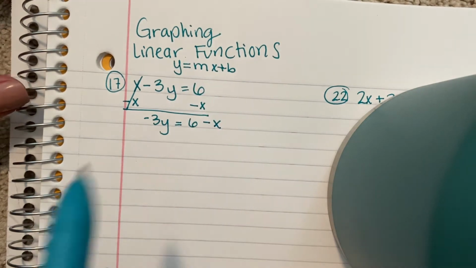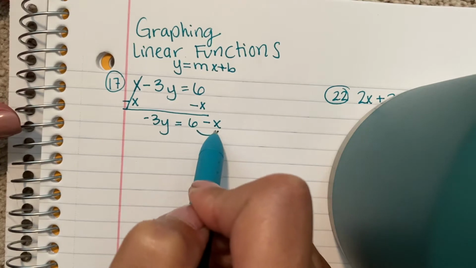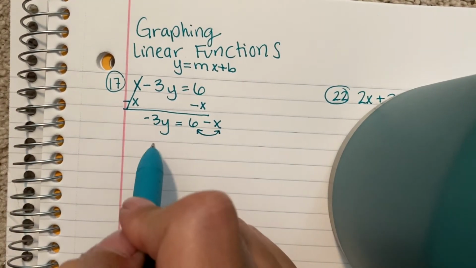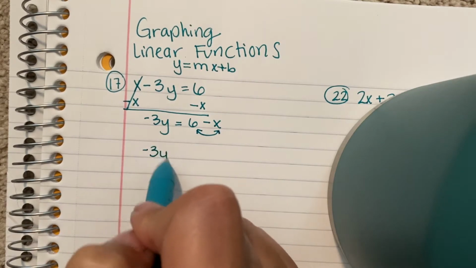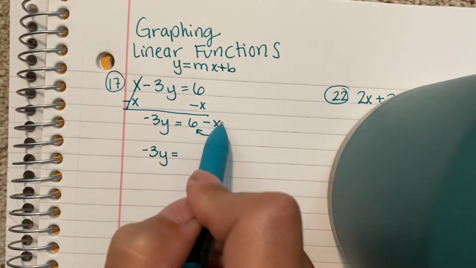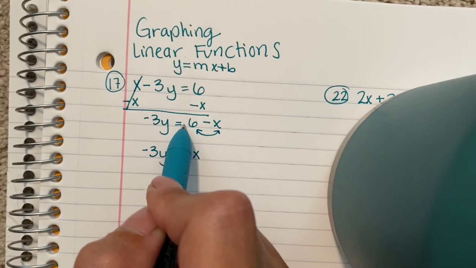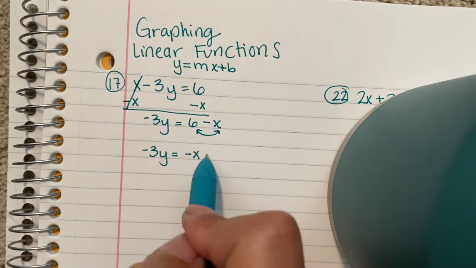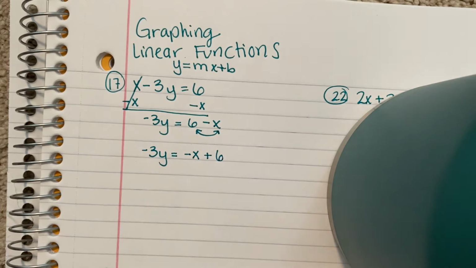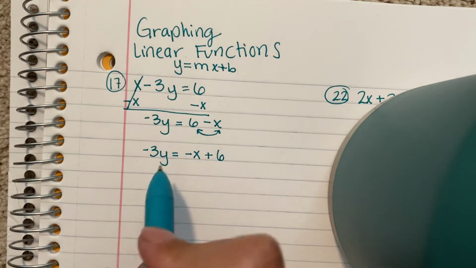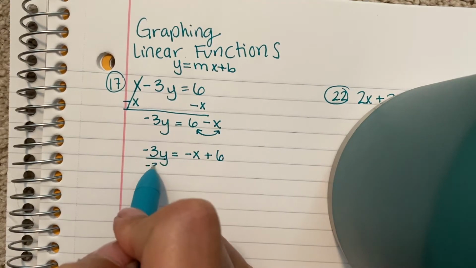So I'm going to switch the constant and the coefficient, or my x value, so that it's in order. So negative 3y equals, the x is what's negative, so negative x. The 6 is positive. There's no negative sign in front of it, so plus 6. Now I have to isolate the y completely by getting rid of the negative 3. So I'm going to divide each term by negative 3.